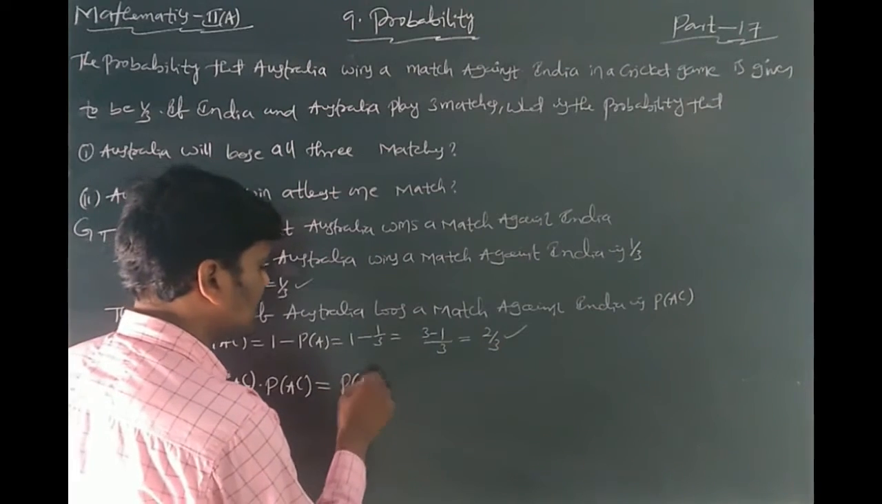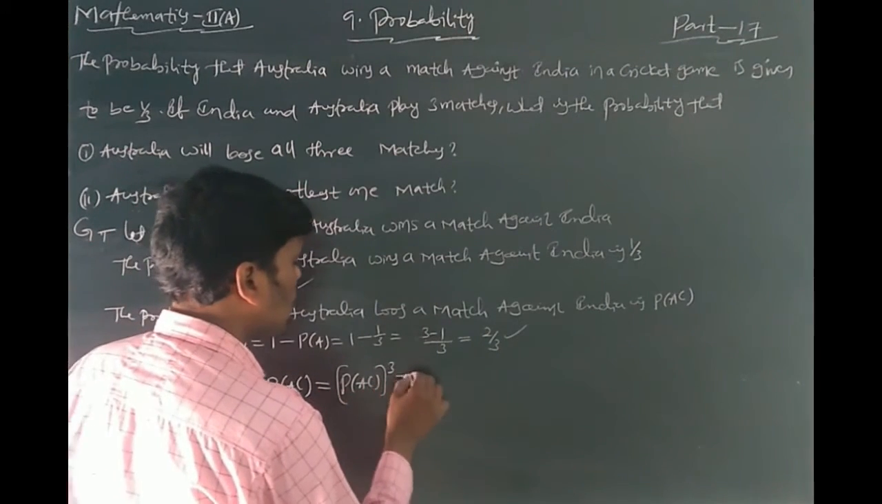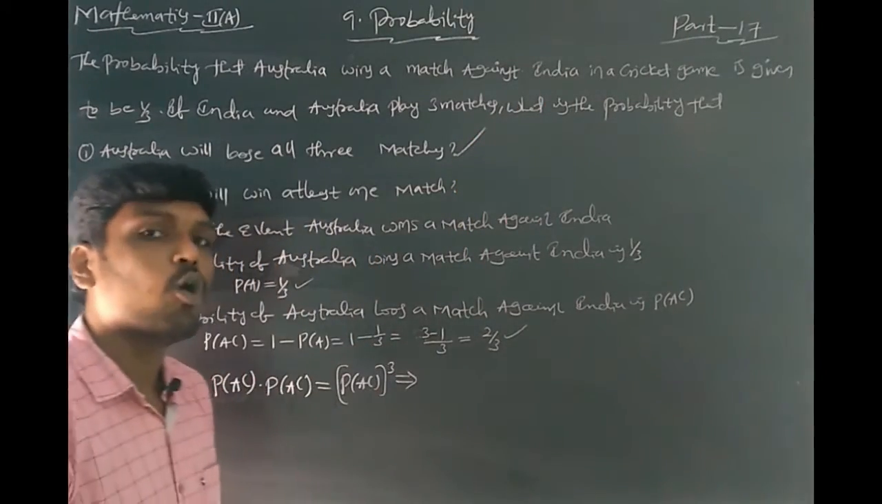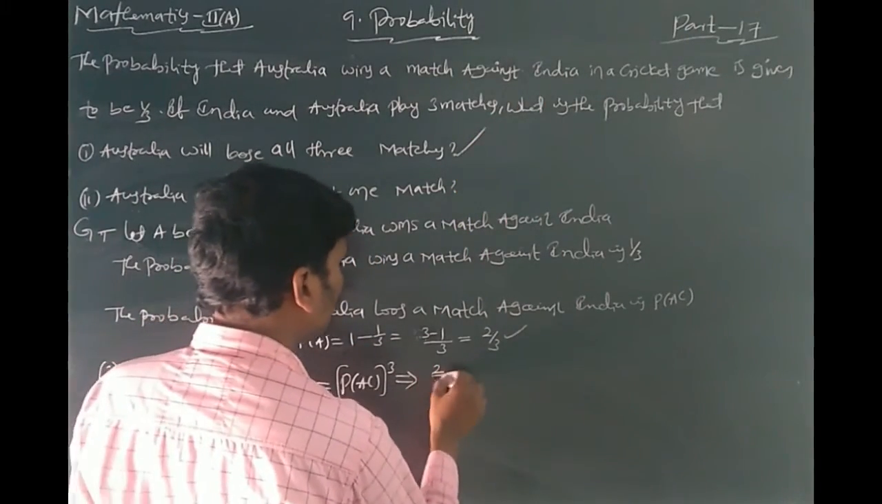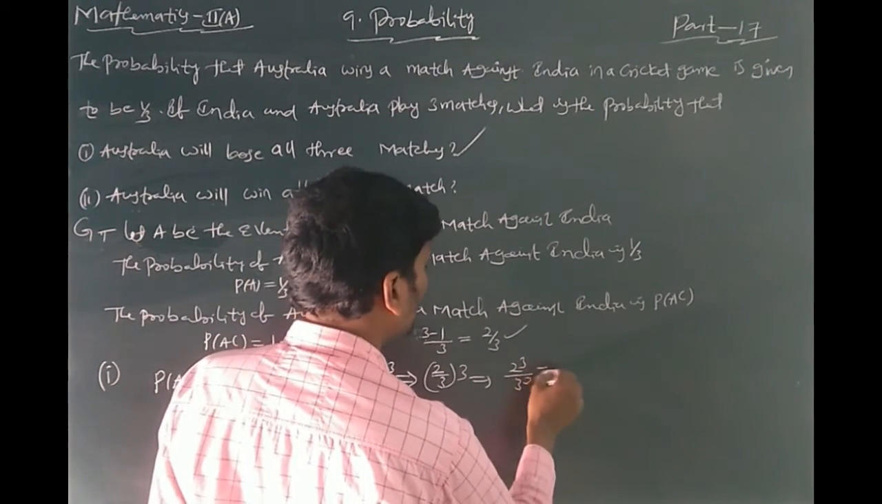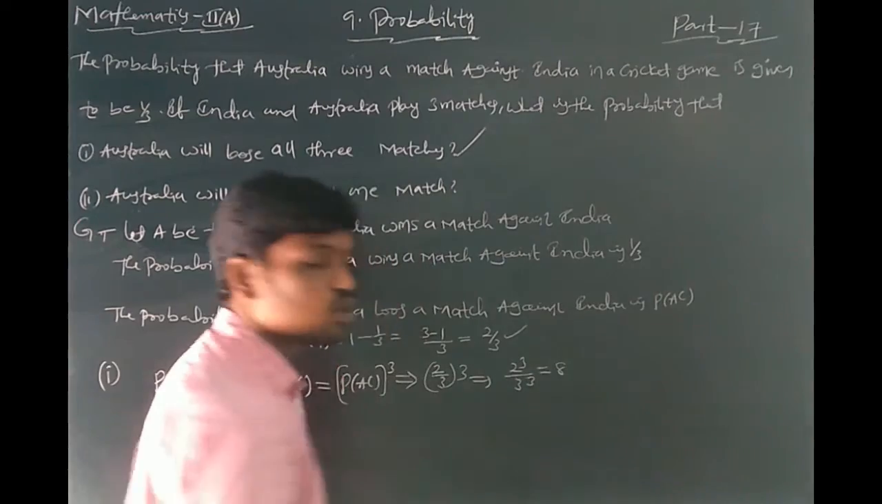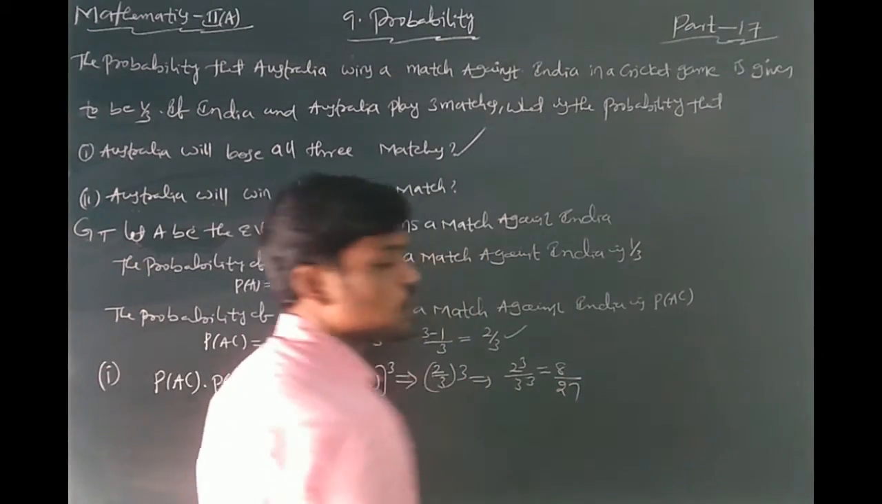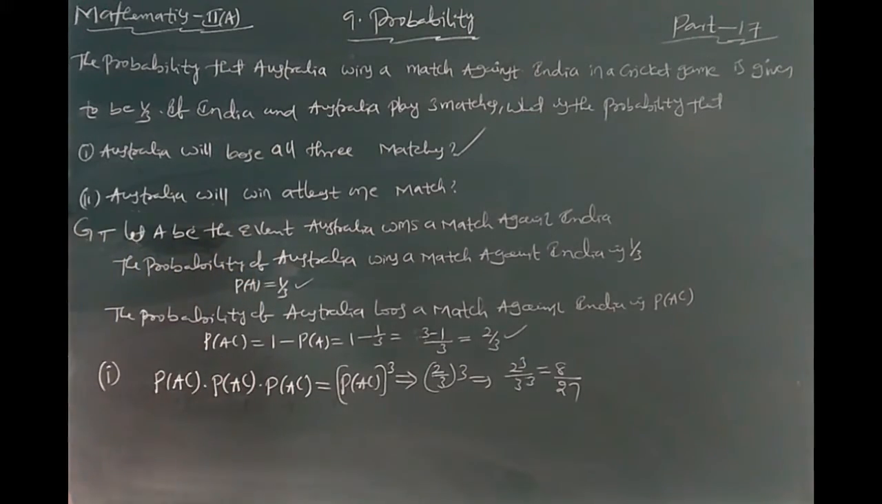That probability is P of A complement whole cube. That's why you can write 2 by 3 whole cube, nothing but 2 cube by 3 cube. 2 cube is 2 into 2 into 2, you get 8. 3 cube value is 27. This is the first problem.